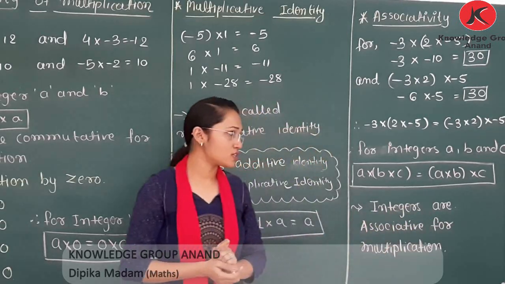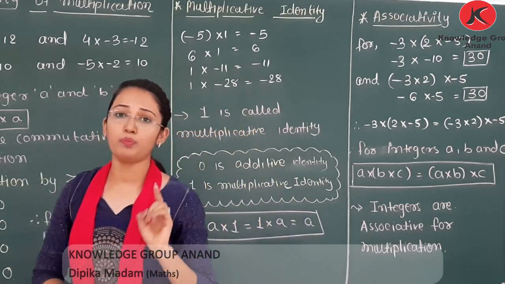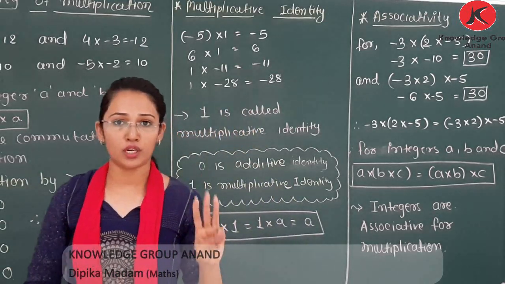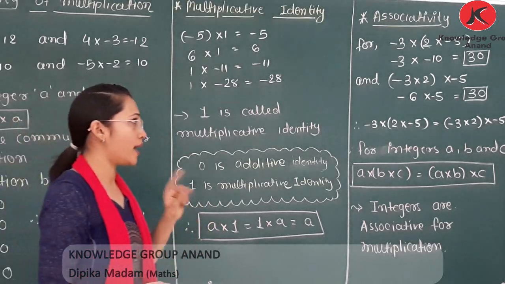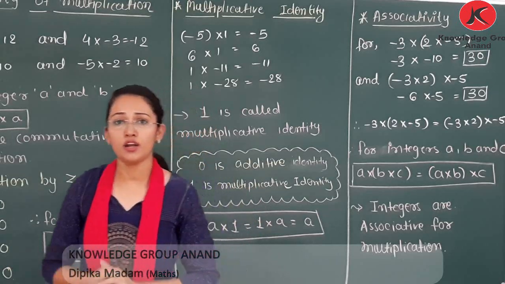I hope you understood today's topic, that is multiplication of integers and properties of integers. We learned three properties: closure, commutative and associative. We will see the distributive property in the next topic.